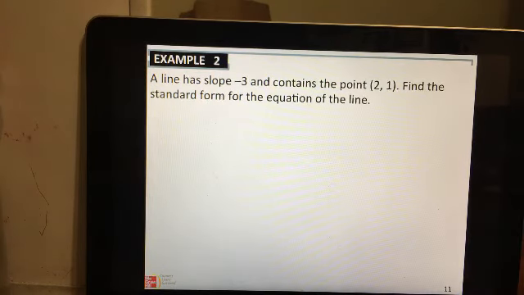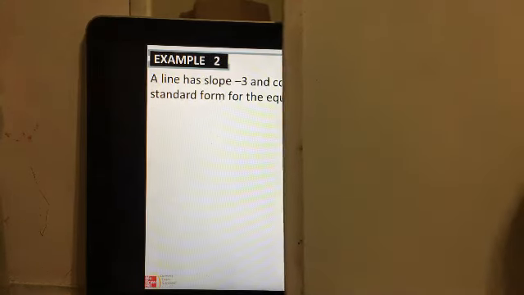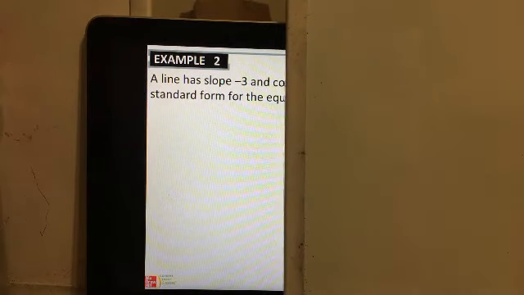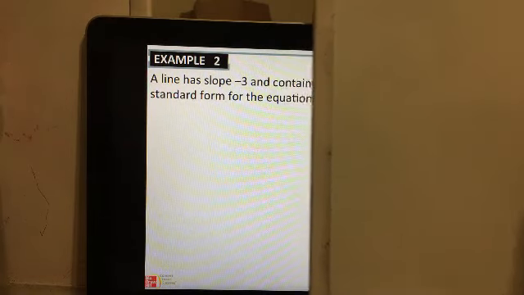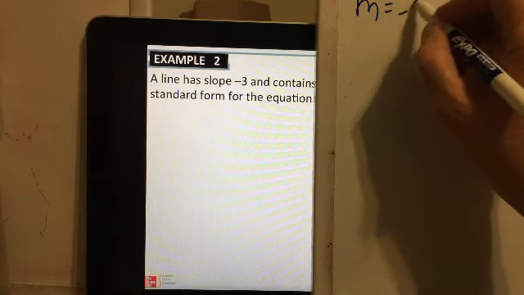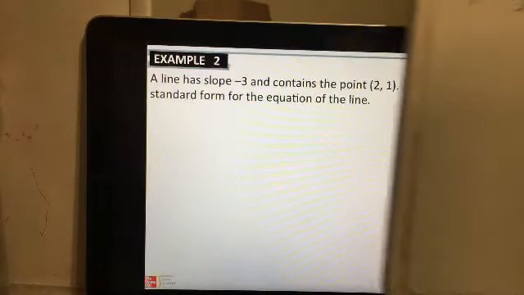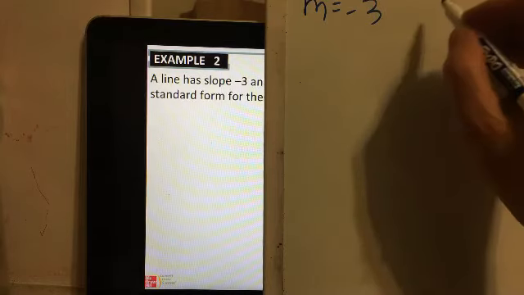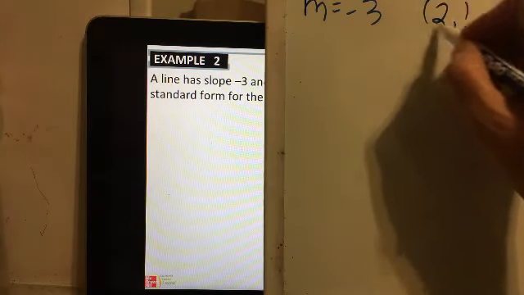So we're going to use our point slope form, and then we're going to turn that into the standard form. Now I'm going to do it for you on my little piece of paper, and then I'll show you what they're going to do, because they're going to do the same thing I'm going to do. It tells us that we have a slope of -3, and we have a point that is (2, 1). The point is (2, 1).